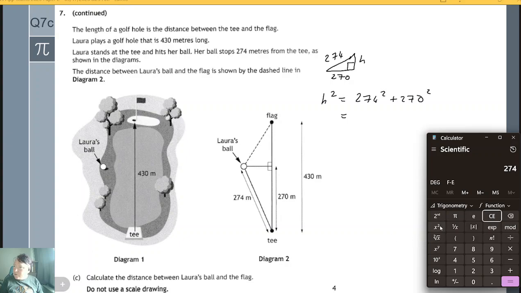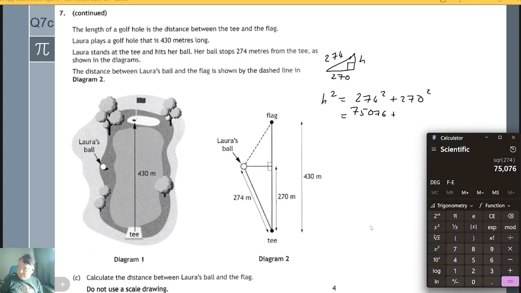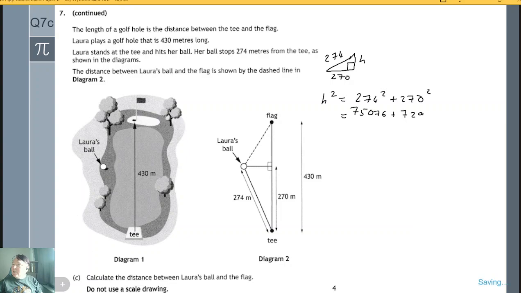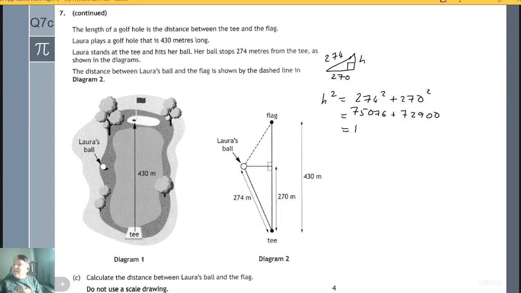274 squared, 75076, plus our 270 squared, 72900, which gives us a value of 147976.